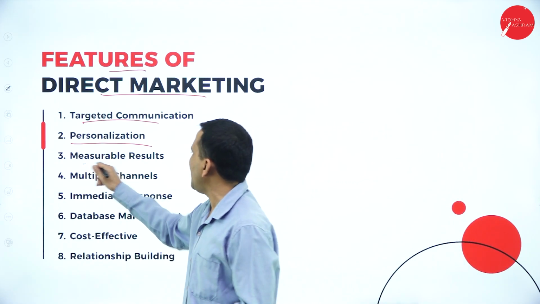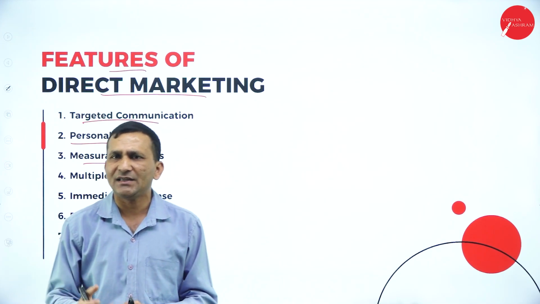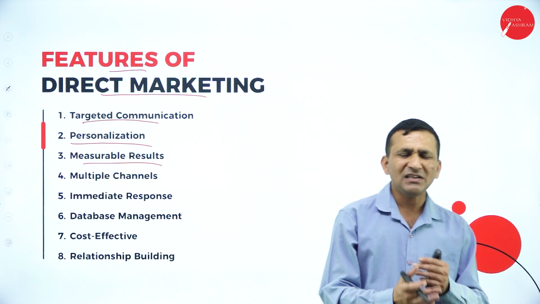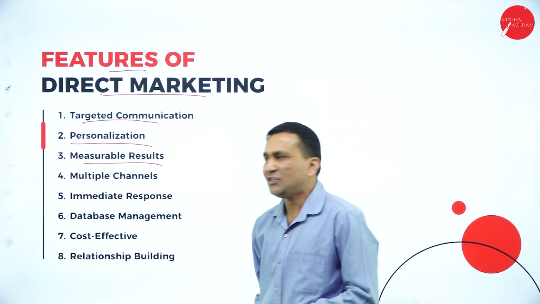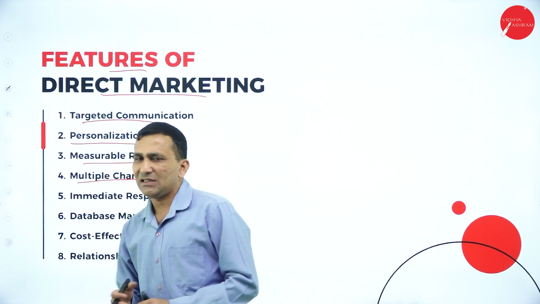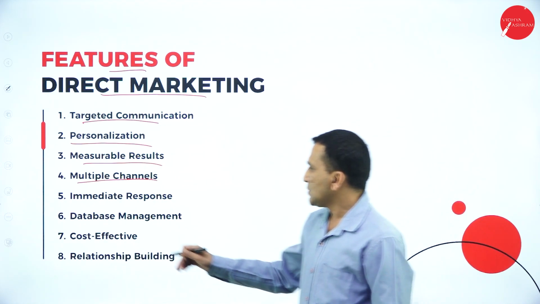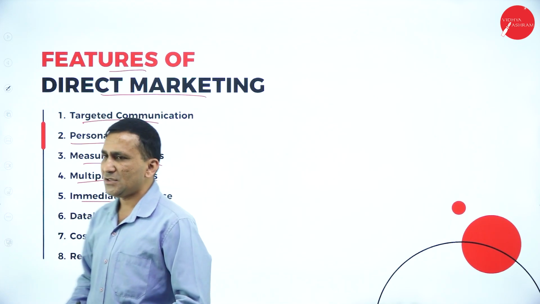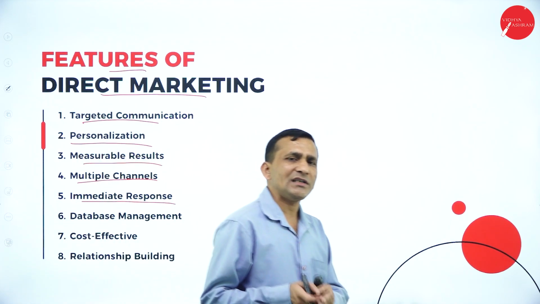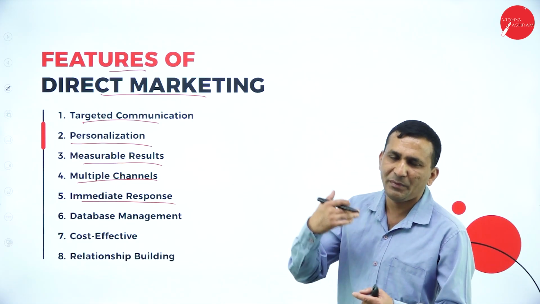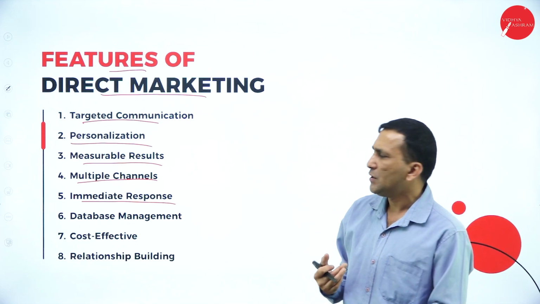Now next one, measurable result. Easily we can get the data because we are in contact with the customers as well as the producer. So measurable results we can maintain quantitatively here. Now the multiple channels. There are different types of multiple channels through which we can approach the direct customer. Next one, immediate response. Whenever we directly contact the customers, we get an instant response from the buyers, from the seller or producer to the customer.